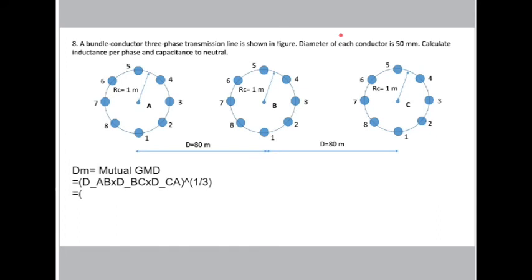What is happening? 80 times 80 times 160, and then we take the cube root, and that should be equal to what you should tell me. 100.79. Is anyone else getting the same answer? 100.79. Anyone else getting the answer quickly?